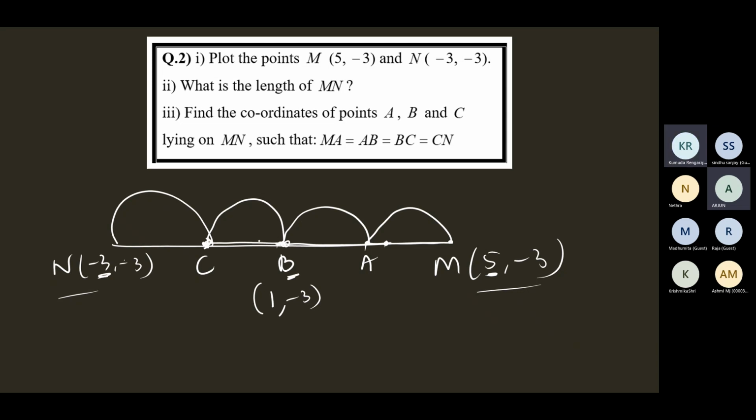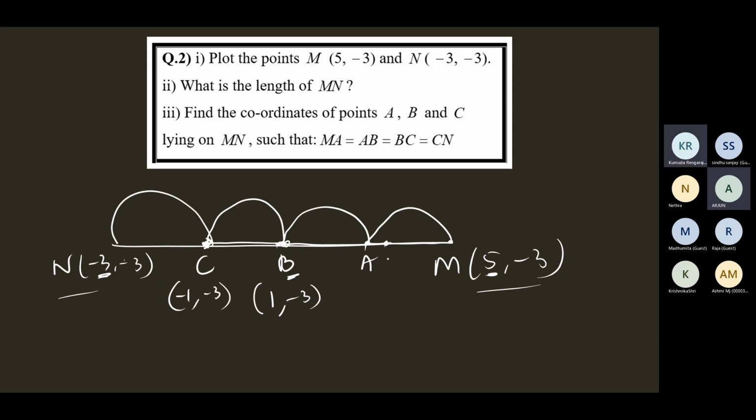Then now C is the midpoint of BN. So how do you find the coordinates of C? It's the midpoint of B and N. So add the x coordinates of B and N. 1 minus 3 is minus 2. Divide by 2. So minus 1. Add the y coordinates of BN because C is the midpoint of BN. So minus 3, minus 6 by 2, minus 3.